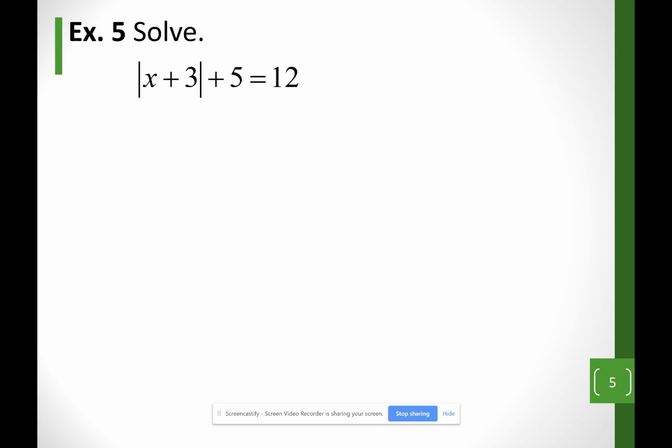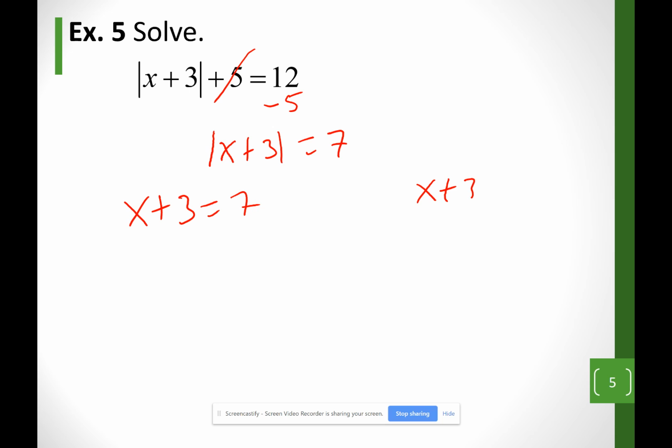Now here we have an equation, but the absolute value is not by itself. So I have to get rid of the 5 to get the absolute value by itself. So I have that the absolute value of x plus 3 is equal to 7. Now that I have it by itself, that's when I'm going to split it into two equations. X plus 3 is equal to 7. X plus 3 equals negative 7. On the first one, let me subtract 3. So x must be 4. On the second one, let me subtract 3. X must be negative 10.